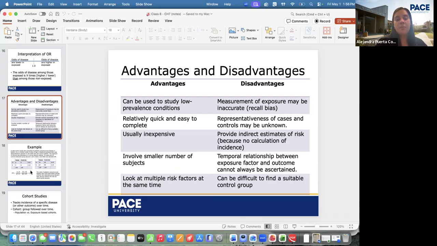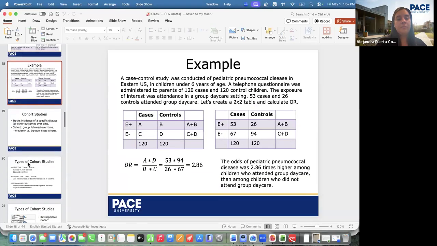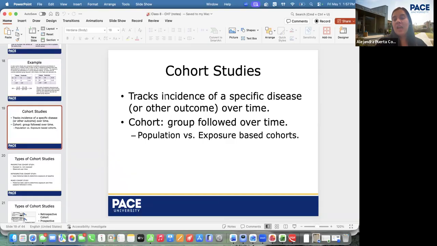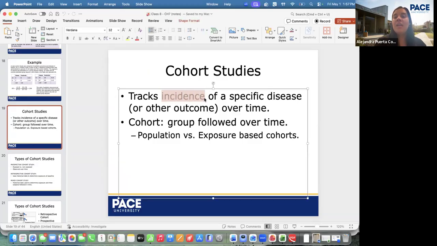And okay, cohort studies. Now we're looking at studies that start from an exposure and we follow them over time to see if they develop an outcome, right? So now I'll be able to track an incidence, right? Within cohort studies, you have cohorts, which are the group of people that you follow over time.